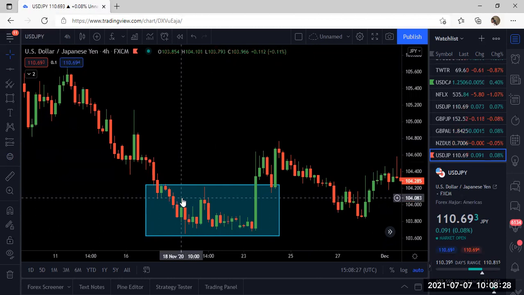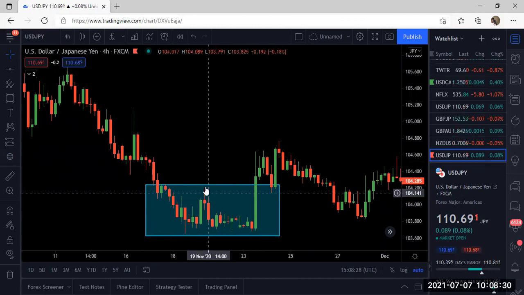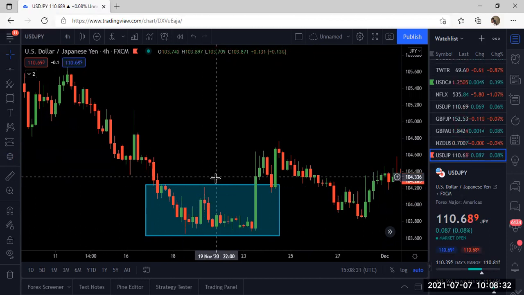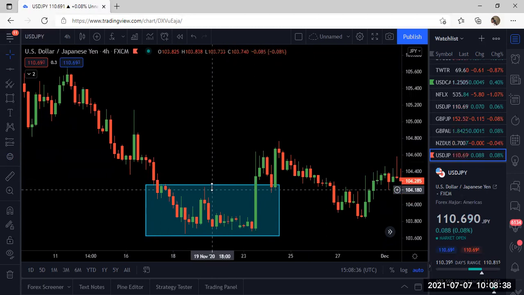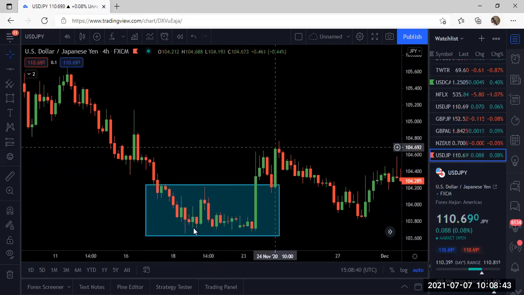This wick, and this wick, because I don't want to put it right here. I just enter right here. I enter right here. Stop loss hit. Okay, I'll be stopped for like 10 pips, and then you can catch a re-entry.